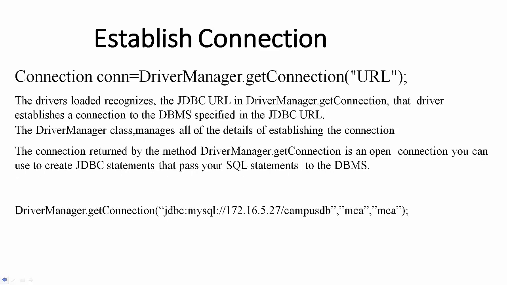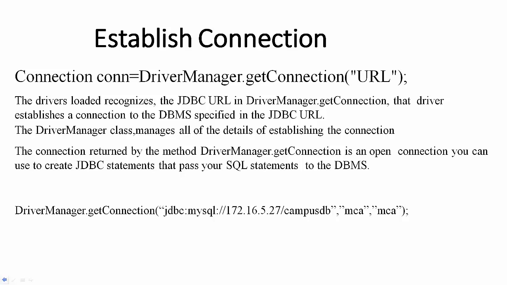So what is a URL? A URL is a Uniform Resource Locator, where you can specify an IP or a localhost. For example, here you are going to see DriverManager.getConnection, where JDBC:MySQL is the connectivity. Now here you are going to specify the IP address, which is the particular server IP. Here campusDB is the name of the database, and the password is the root password of the particular MySQL software.